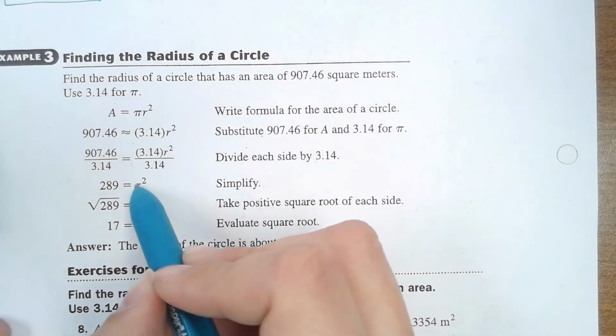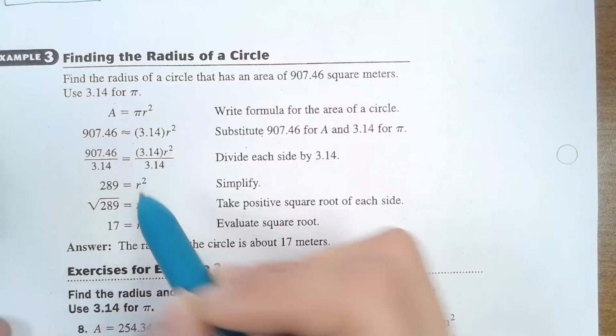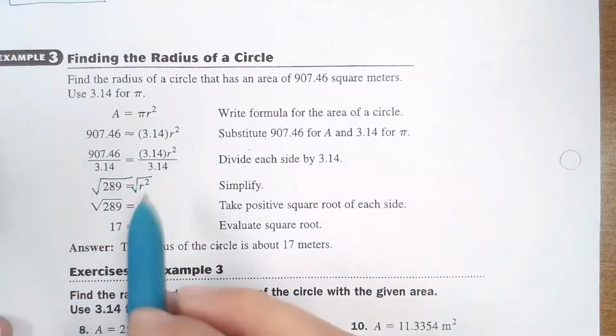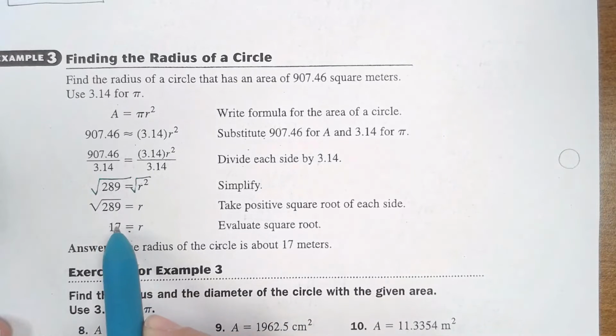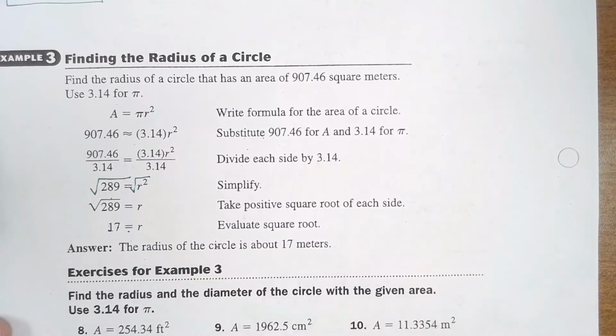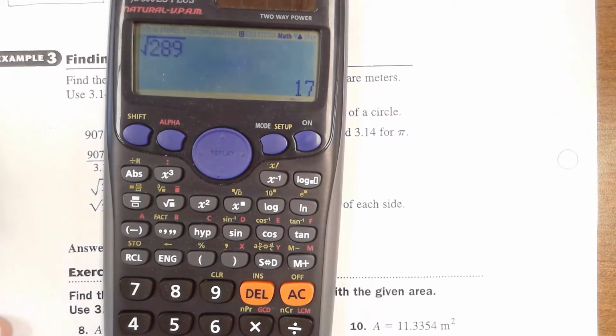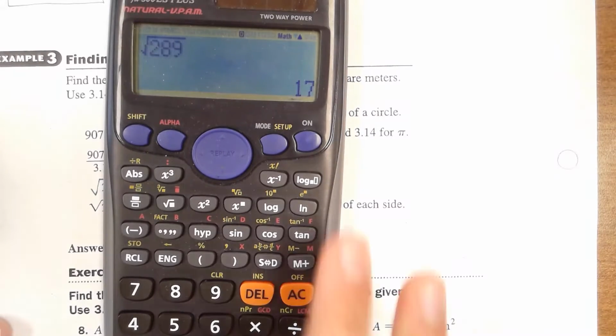If you want to get the radius by itself, the opposite of squaring something is square rooting. So all that you would have to do to get the radius is just square root 289 and you would get 17. And again, every calculator is different, but here's my square root symbol. If I square root 289, again, that gives me that 17.